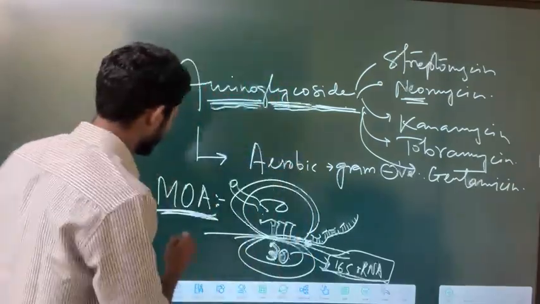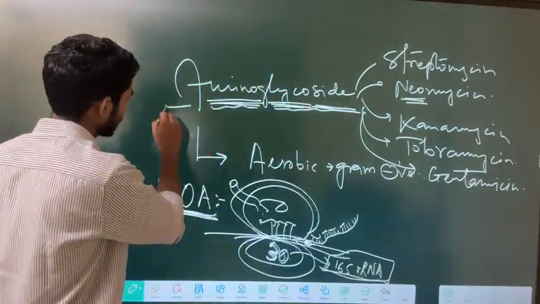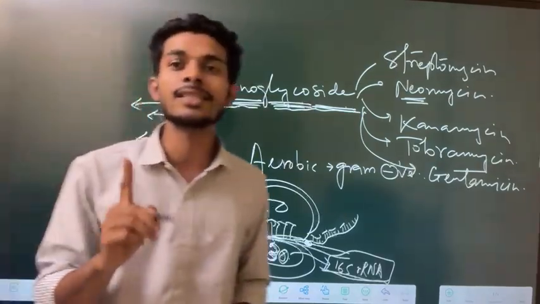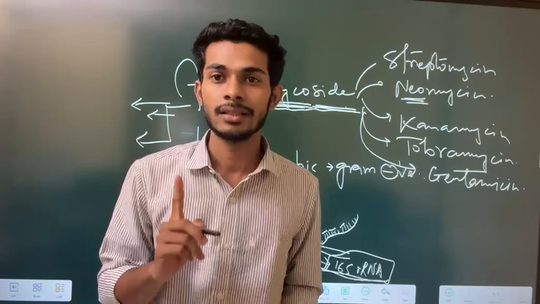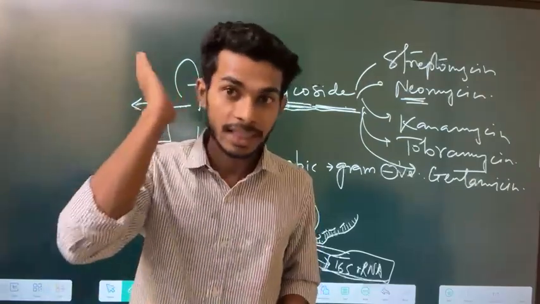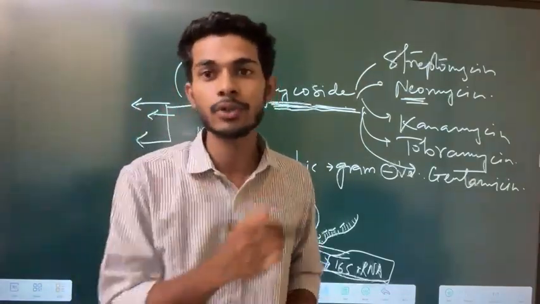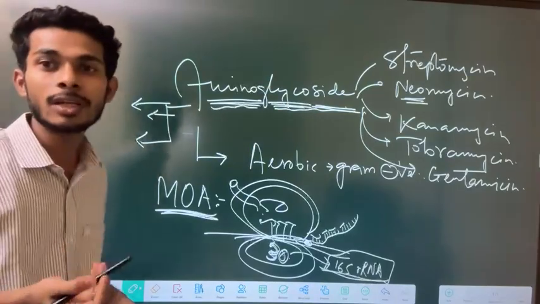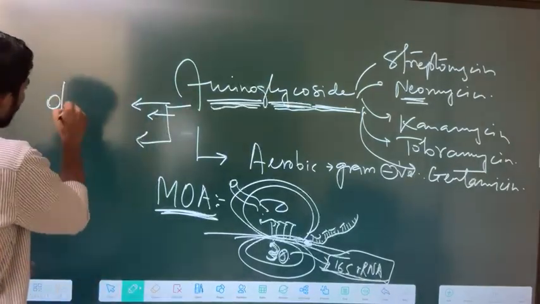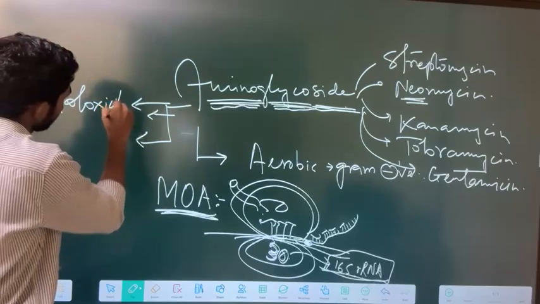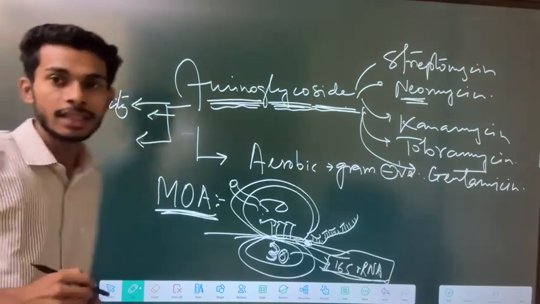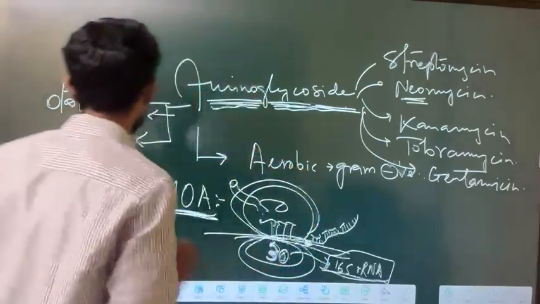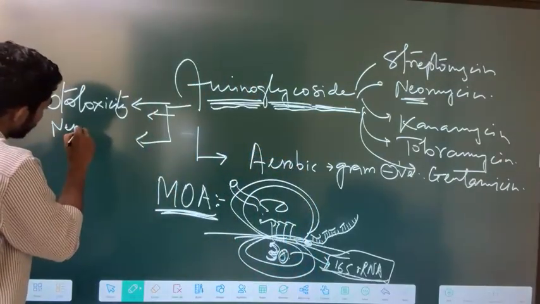What are the side effects or unwanted effects of aminoglycosides? These are very important. So simply remember, aminoglycoside is a mean guy. It will slap your ear. So when it slaps your ear, what will happen? You will have ototoxicity. Ototoxicity. And it will kick your kidney. So when it kicks your kidney, what will happen? Nephrotoxicity.